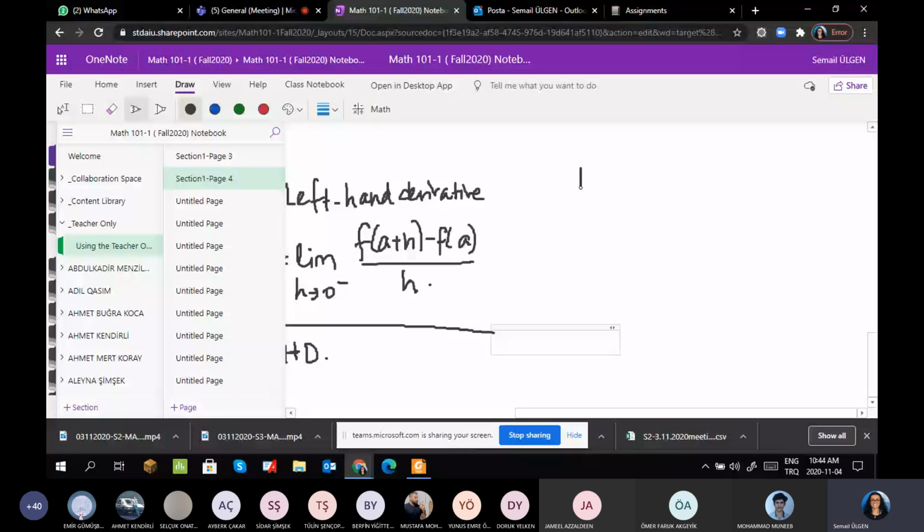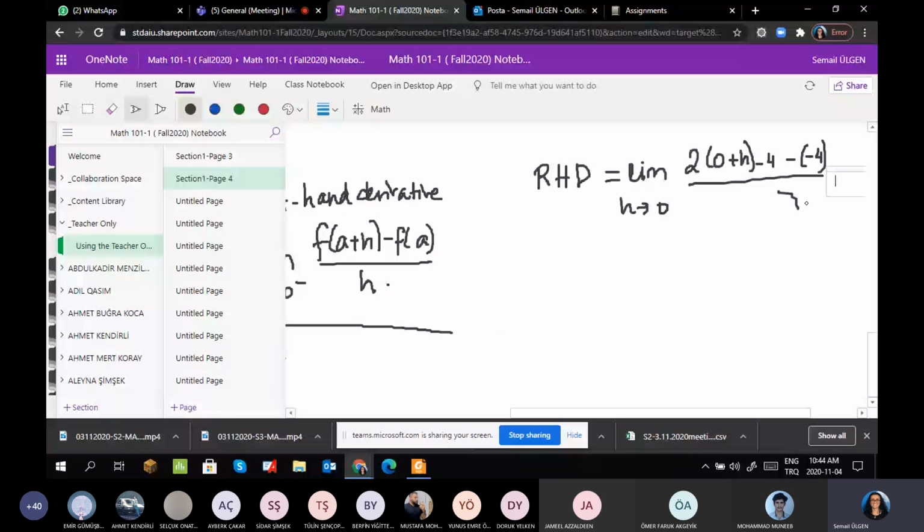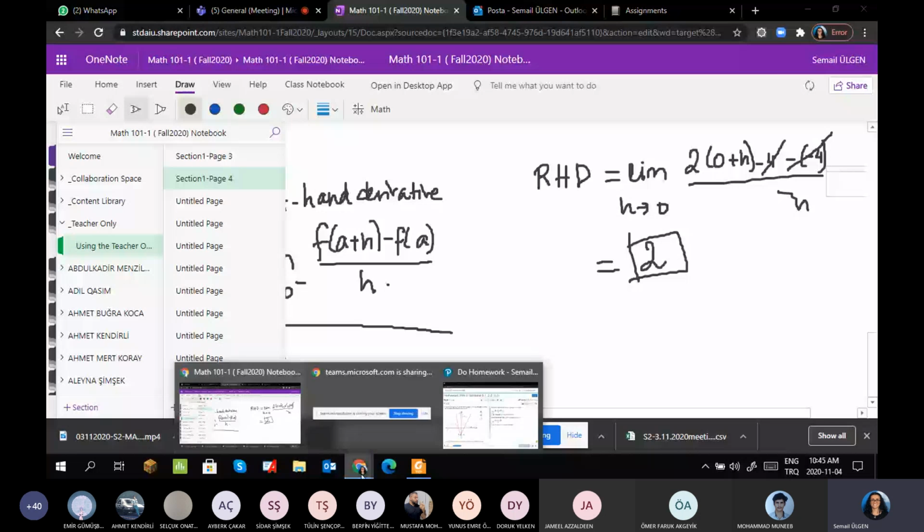Right-hand derivative: it is the limit as h goes to 0 of 2x minus 4, which is 2 times (0 plus h) minus 4, minus the value at 0, which is negative 4, all over h. So the 4s cancel, and I have 2h on top. 2h over h, I get 2. So the right-hand derivative is 2, as you had seen in the expression. Let's look at the left-hand derivative.